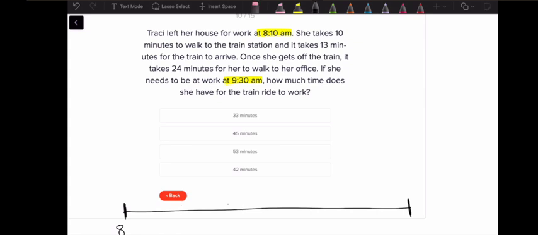So I'm going to put here 8:30, 9, and 9:30. She leaves her house at 8:10, which is more or less around here. She leaves her house at 8:10, and she needs to be at work by 9:30. So let's see, how much time is there from the moment she leaves her house until she's expected at work?